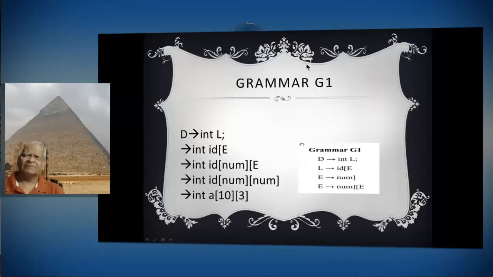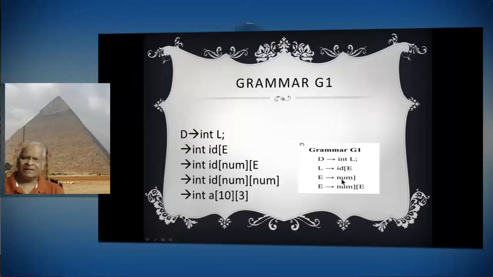Let us start with grammar G1. We have to start with D. Here is the derivation. We start with D. Compulsorily, we have int L semicolon. So L must give me this inside portion: A, 1st dimension, 2nd dimension. Because L is there, compulsorily I have the name of the array and the starting of the 1st dimension, the square brackets. E cannot be empty.